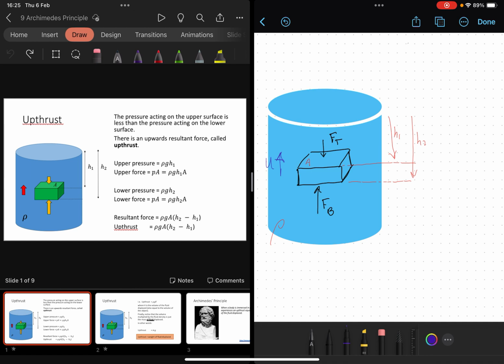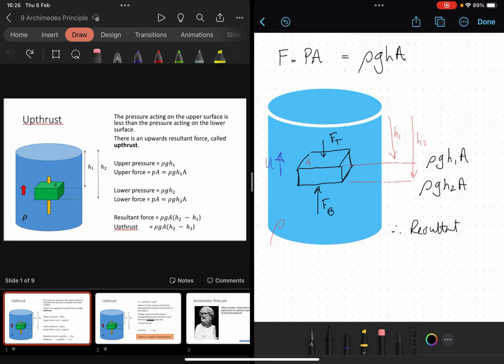So on the left, you've got a derivation. It's the resultant force that we want. If we rearrange the pressure equation, force is pressure multiplied by area, and pressure is rho gh. So we can calculate the force by multiplying those things together. We've got a force on the upper surface, which is rho g h1 A, and a greater force on the lower surface, rho g h2 A, and therefore the resultant of those is basically the difference between them, isn't it?